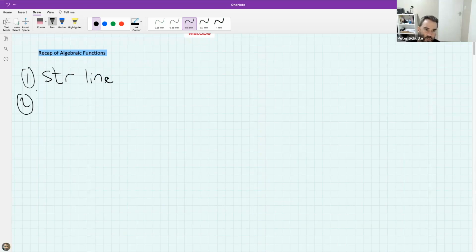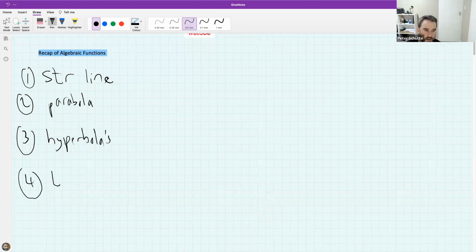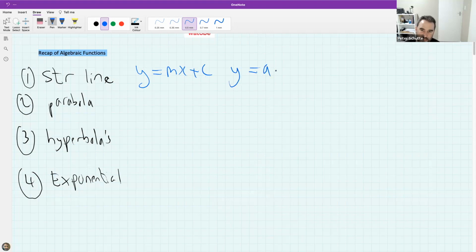So there's straight lines, there's parabolas, there is hyperbolas, and there are exponential. And if I had to talk about these particular types of functions, we normally talk about the standard form. And so for the straight line, they generally use that notation.